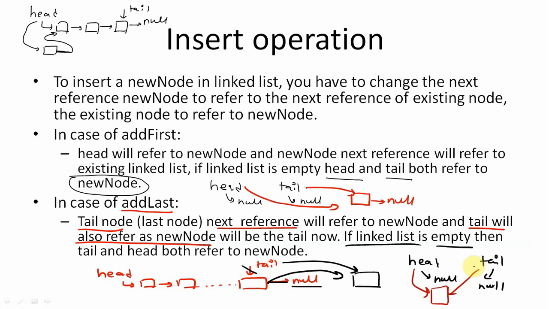So whenever you are adding last and the linked list is empty, it's better to call the add first method, or insert the node at the beginning, because in both add first and add last, when the linked list is empty, we are following the same steps.